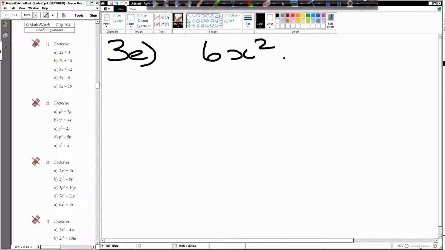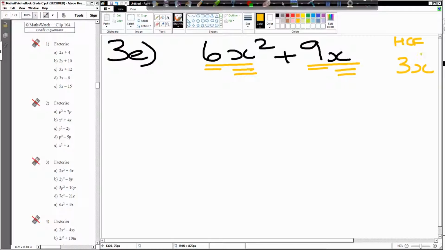Question 3e is 6x squared plus 9x. Now, we are going to be again looking at this element and this element. And we're looking for the highest common factor. So in the 6x squared and the 9x, we got two numbers, the 6 and the 9. What's the highest common factor of 6 and 9? 3. And then we have the x squared and the x. What's the highest common factor there? X. So altogether the highest common factor is 3x.